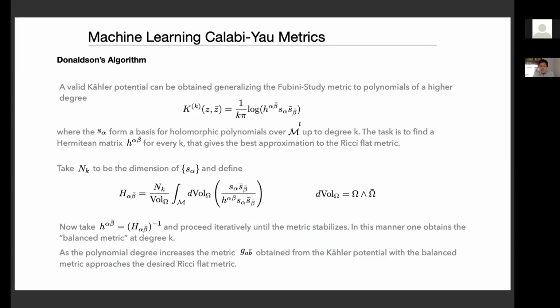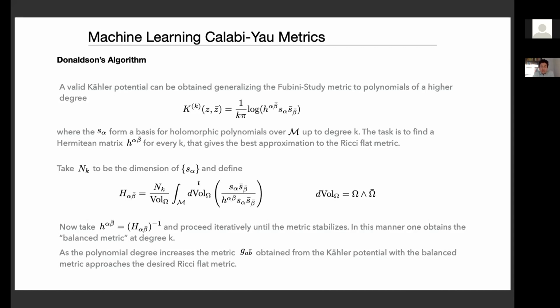The task here would be to obtain the best matrix H alpha beta such that we obtain a good approximation for a Ricci flat metric. So let's assume that you take nk being the number of such polynomials up to degree k, and then we define this quantity, H alpha beta, from integration of these polynomials weighted by the term that enters the logarithm in the Kaehler potential. The volume is just computed from wedges of the holomorphic top form and its conjugate.